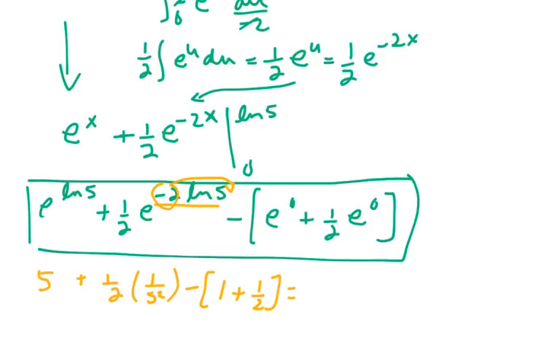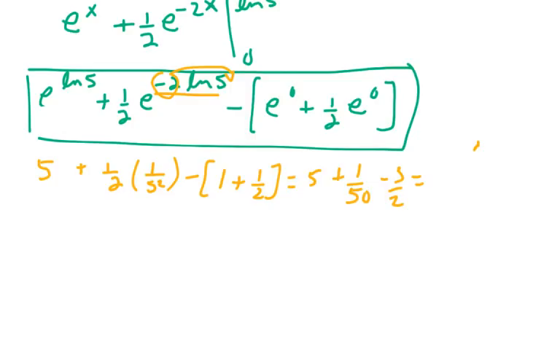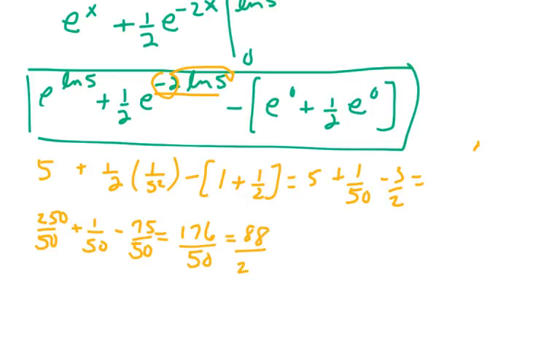And when you work this out, you get 5 plus 1/50 minus 3/2. Get a common denominator, and you end up with 250 over 50 plus 1 over 50 minus 75 over 50. All I did was get a common denominator, and I'm left with 176 over 50, which reduces down to 88/25. And that's it.